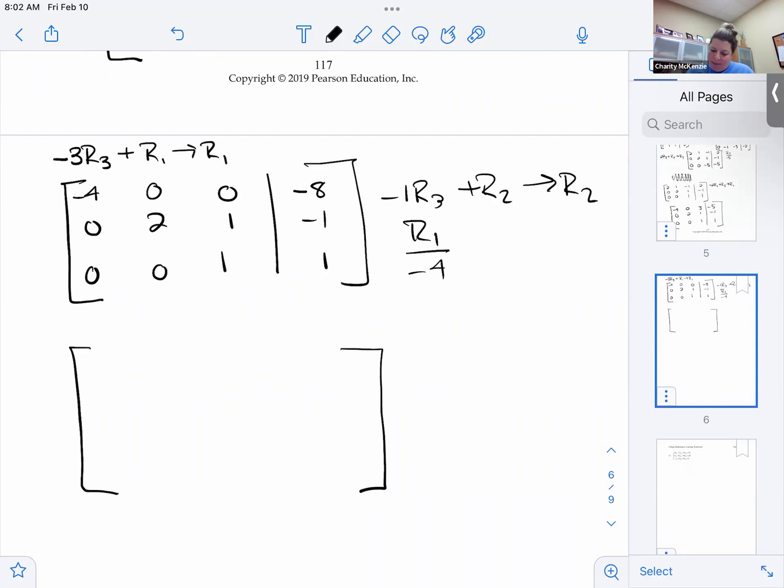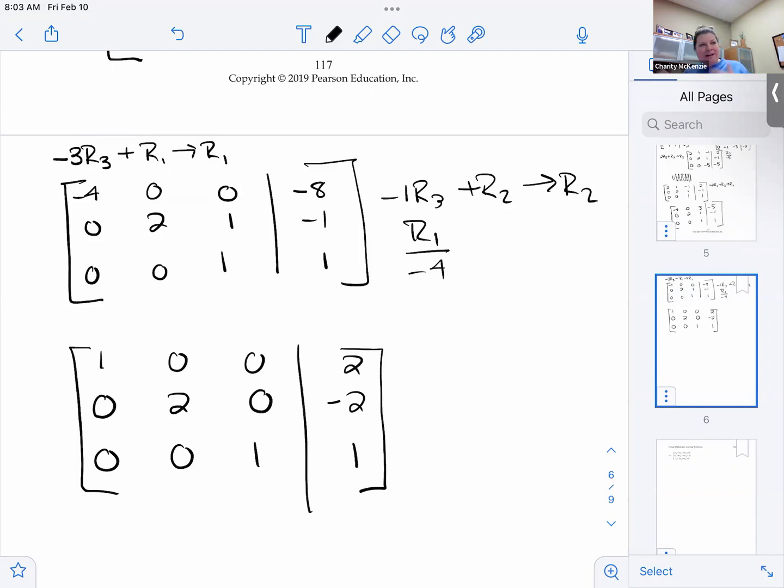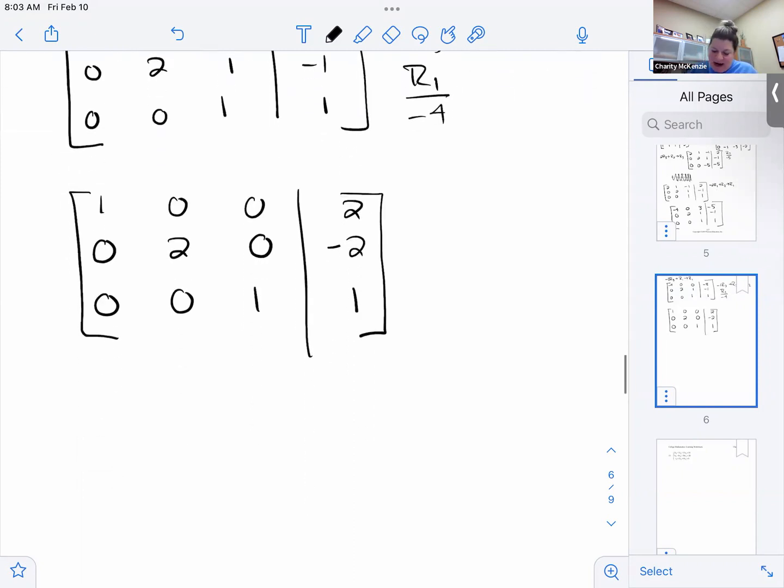So let's start with our row operations. Negative 1 times 0 plus 0 is 0. So this stays a 0. Negative 1 times 0 plus 2 is 2. Negative 1 times 1 plus 1 is 0. Negative 1 times 1 is negative 1, minus 1 more is negative 2. Okay, so we're here. Bottom row still 0, 0, 1, 1. But we're going to divide the top row by negative 4 in the same step, just to make it less writing.